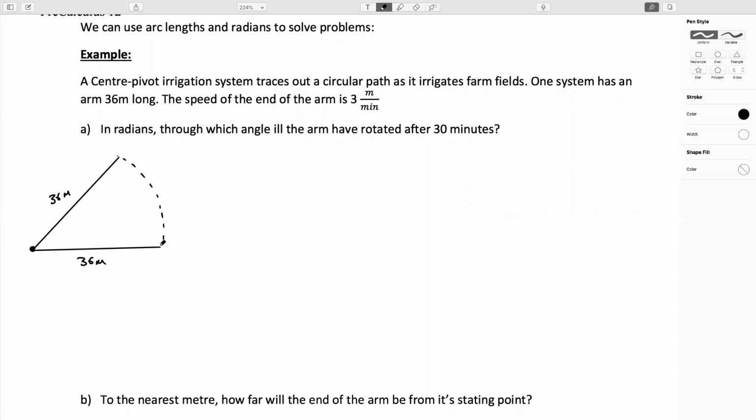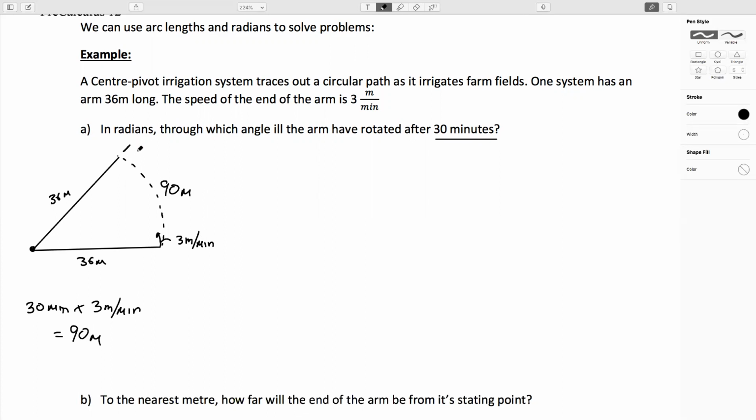I know that at the end of this, I'm rotating at a speed of 3 meters per minute. And I know it's going to follow this sort of arced path, okay? So we need to kind of put everything we have together. We know the speed of rotation, and we know that it goes for 30 minutes. So 30 minutes times 3 meters per minute means that this will rotate through 90 meters. So I know that this arc length is 90 meters.